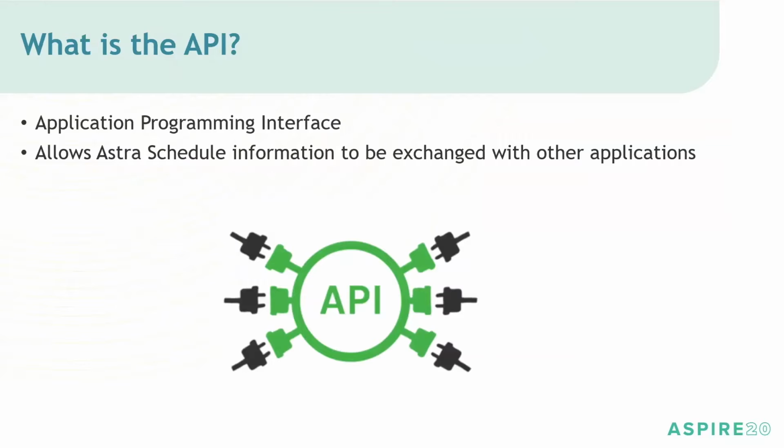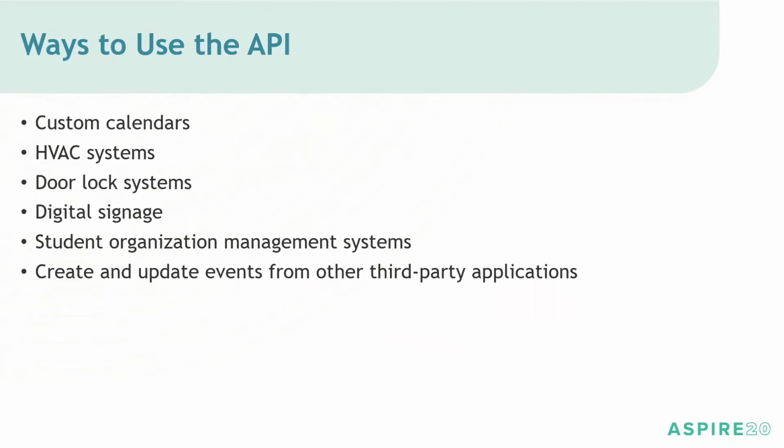So what is the API? An API is an application program interface. Basically, it allows Astra Schedule to push and pull information from other third-party applications and allows information to be exchanged with other applications. So there's several ways that one can use the Astra API. One of the first ways is custom calendars, and this is a very popular method of using the API.